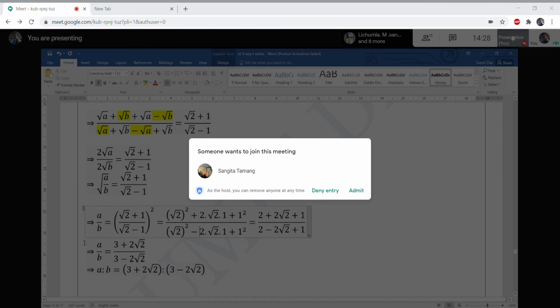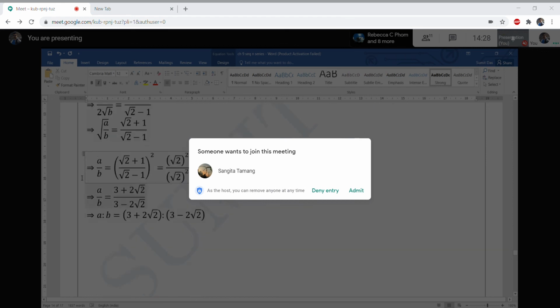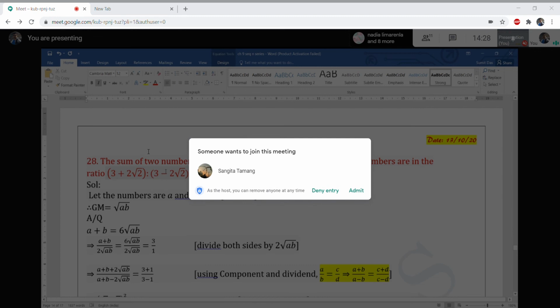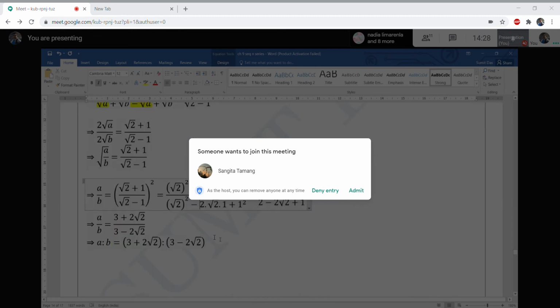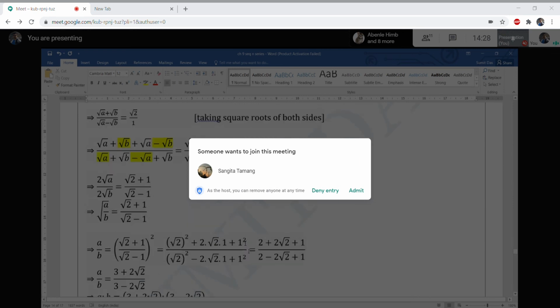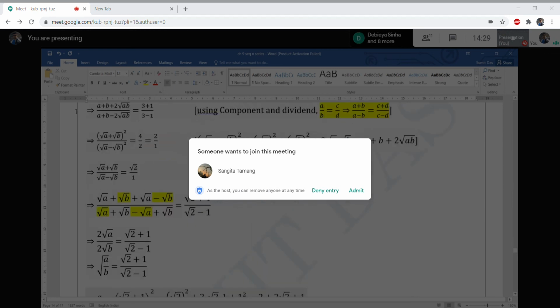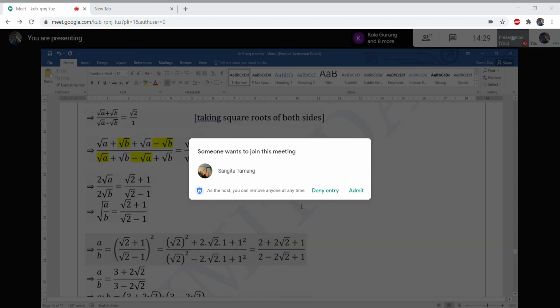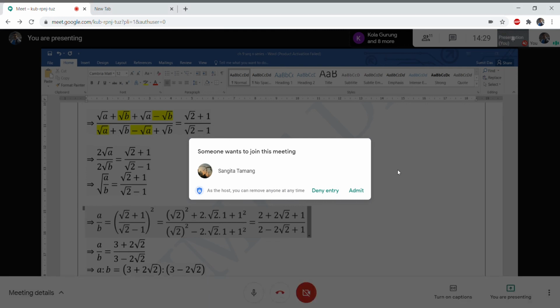2 plus 1 is 3. So the ratio will be, we will get a by b equal to 3 plus 2 root 2 divided by 3 minus 2 root 2. So the ratio is 3 plus 2 root 2 is to 3 minus 2 root 2. This is a very important question, a 6 marks question. Any doubt regarding this question? Basically in this question you just need to use class 9-10 concepts, the rationalization concept and the (a plus b) whole square formula. Does anyone have a doubt regarding this question?